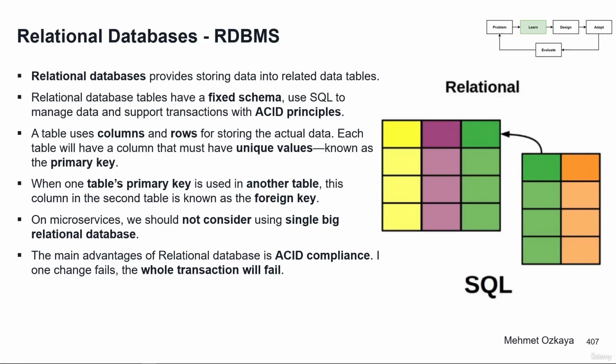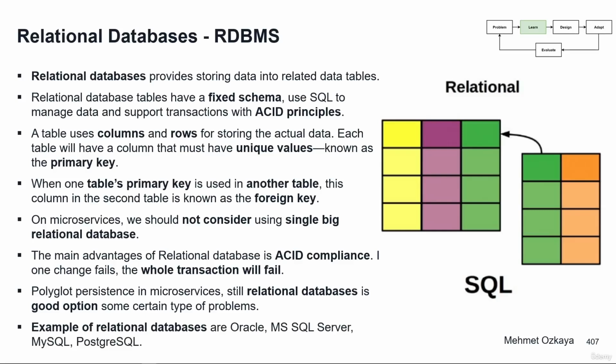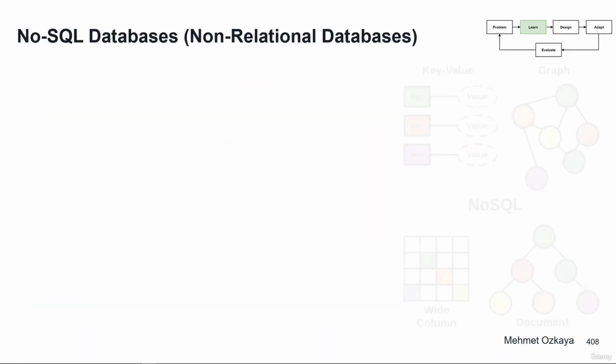The main disadvantage of a relational database is that it can't scale horizontally, which causes performance problems. Since we are using polyglot persistence in our microservice architecture, a relational database is still a good option for certain types of problems. Examples of relational databases are Oracle, Microsoft SQL Server, MySQL, PostgreSQL, and so on.